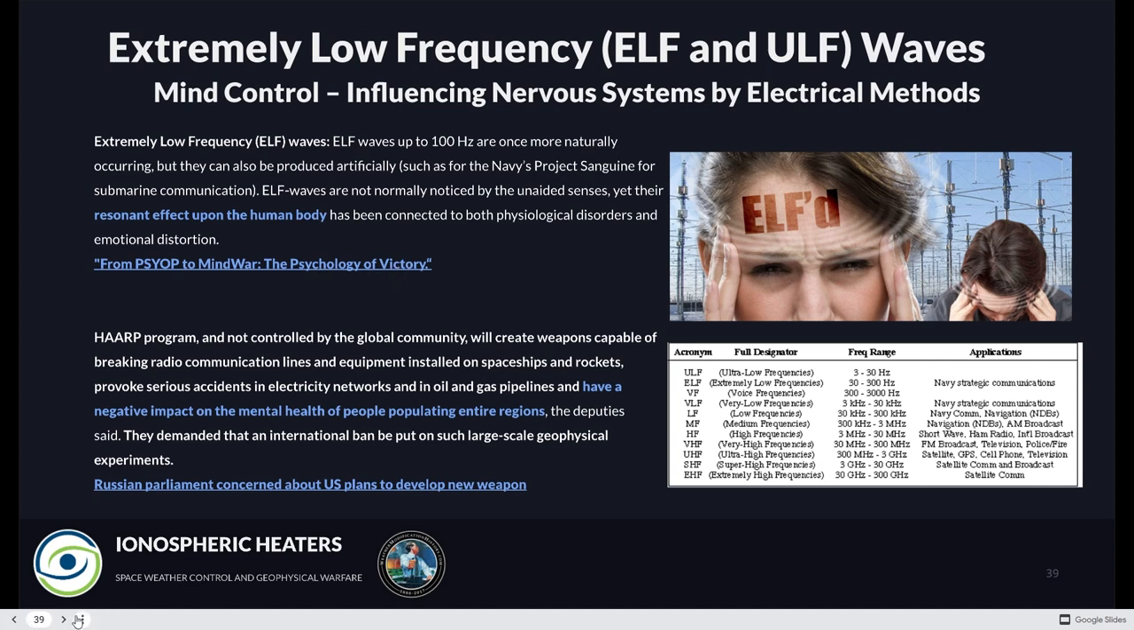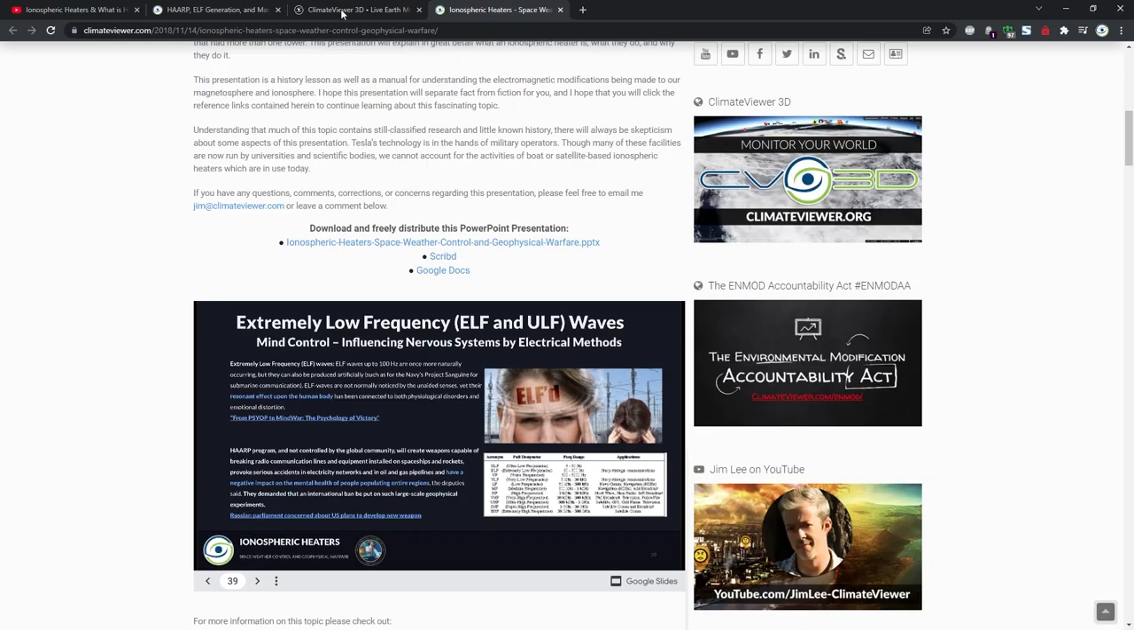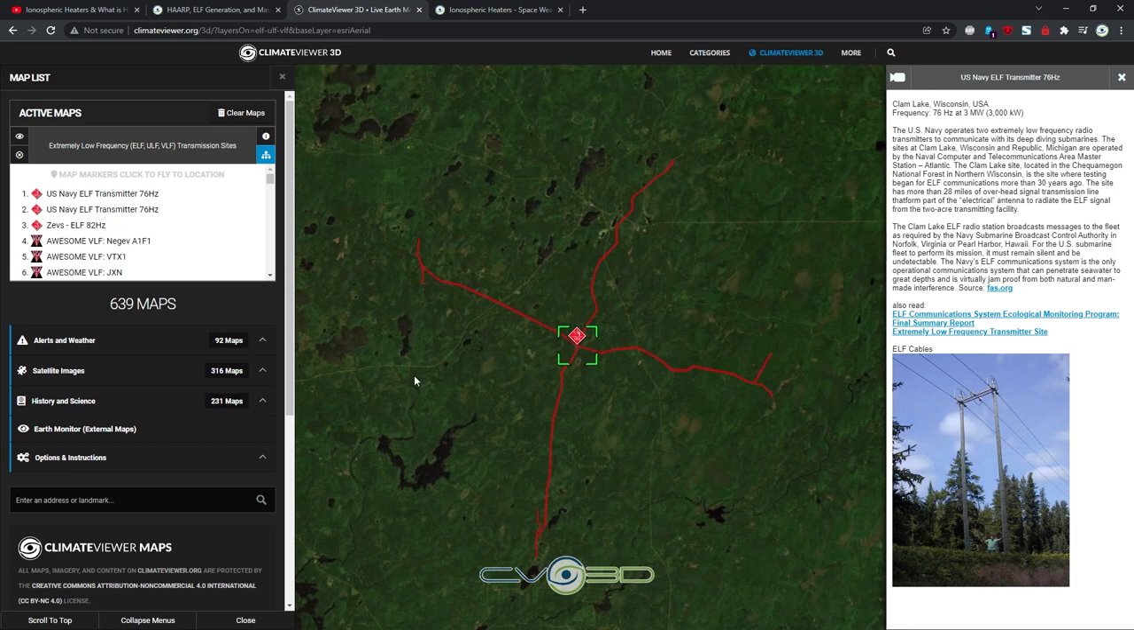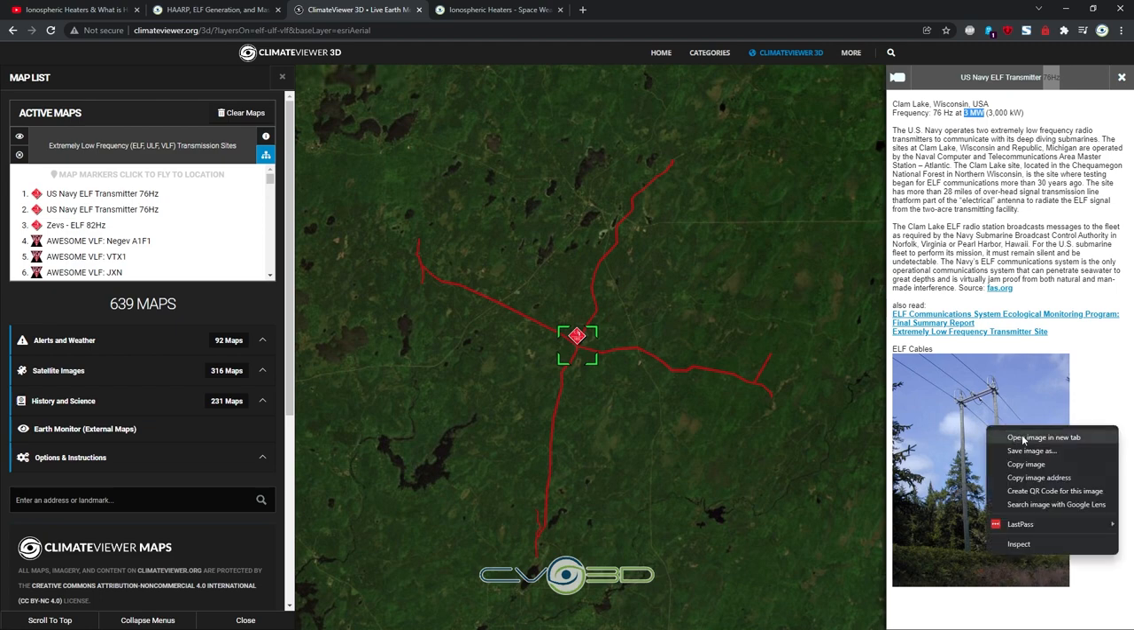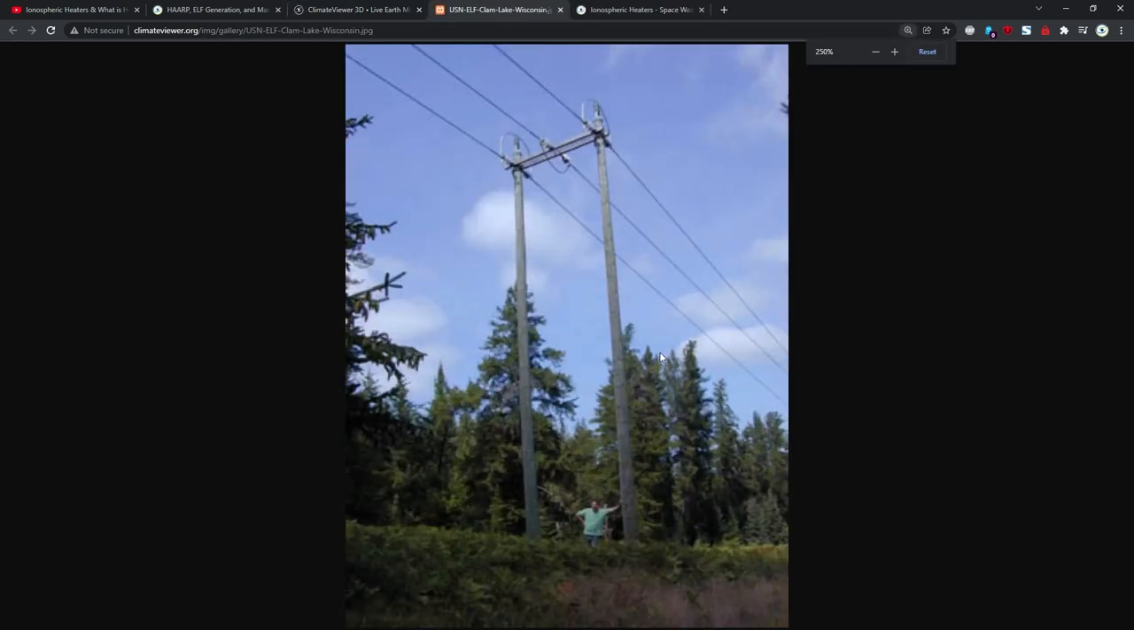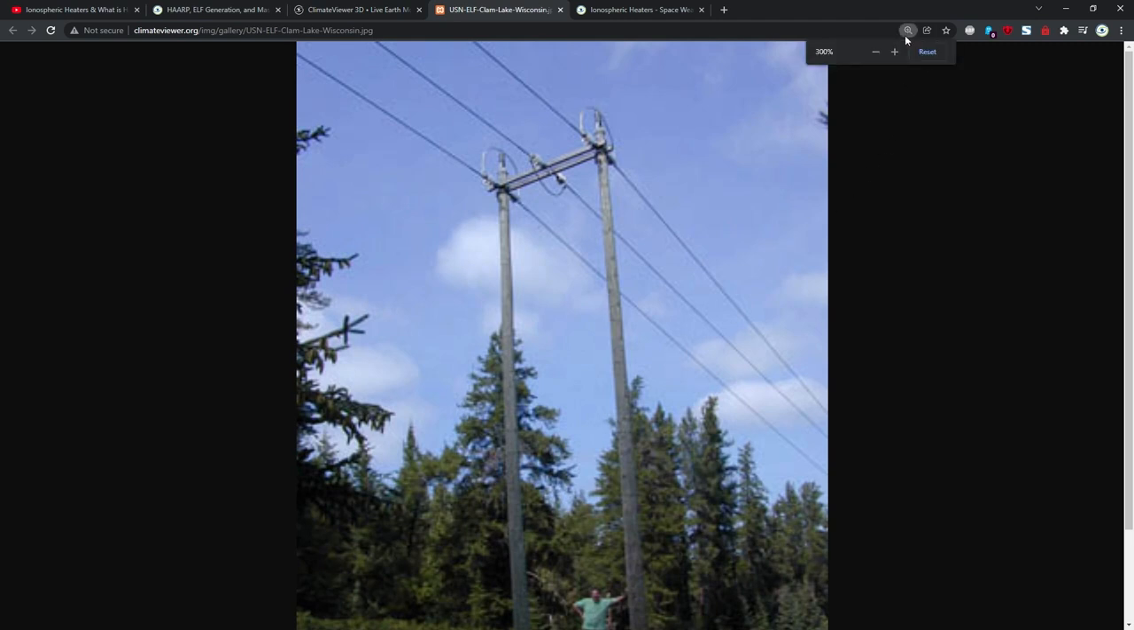Now, I just want to point out, for the record, what are they talking about with Project Sanguine? If we go over here to ClimateViewer 3D, I have an extremely low frequency ELF, ULF, VLF transmission site map. And this is Project Sanguine, also known as the U.S. Navy ELF transmitter at 76 hertz. This one is located at Clam Lake, Wisconsin, and it has 3 million watts going into it. If you saw it, you probably wouldn't even know it exists because it looks like high-powered telephone lines, as seen in the picture right here. That's what it actually looks like. So you wouldn't even know that it was an extremely low-frequency transmitter.